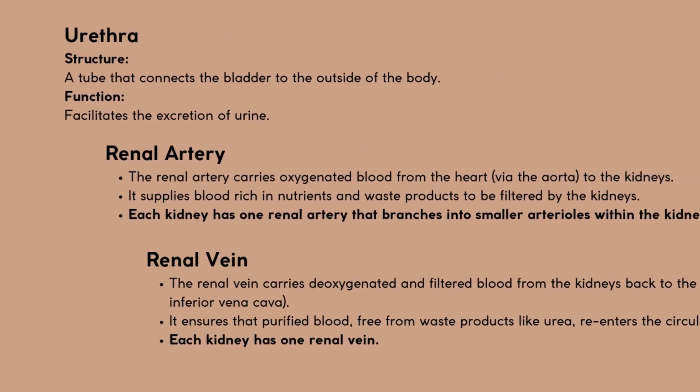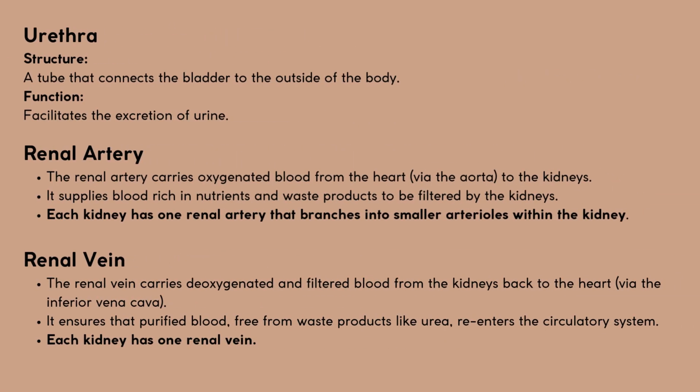Controlled by the sphincter muscles, which prevent involuntary release of urine. Urethra. Structure: a tube that connects the bladder to the outside of the body. Function: facilitates the excretion of urine. Renal artery. The renal artery carries oxygenated blood from the heart, via the aorta, to the kidneys. It supplies blood rich in nutrients and waste products to be filtered by the kidneys. Each kidney has one renal artery that branches into smaller arterioles within the kidney.